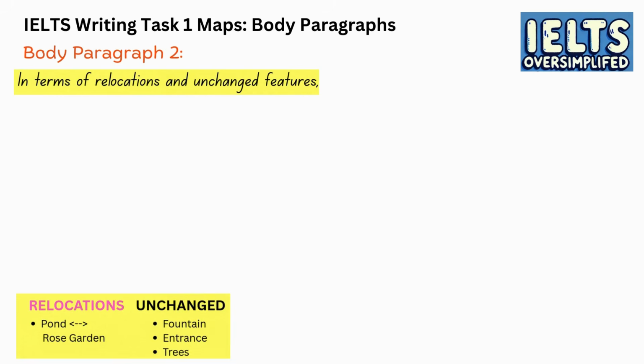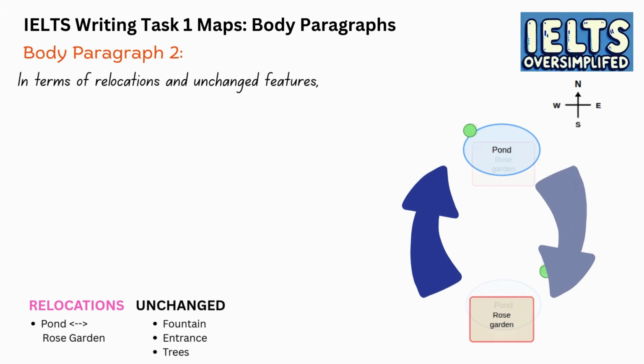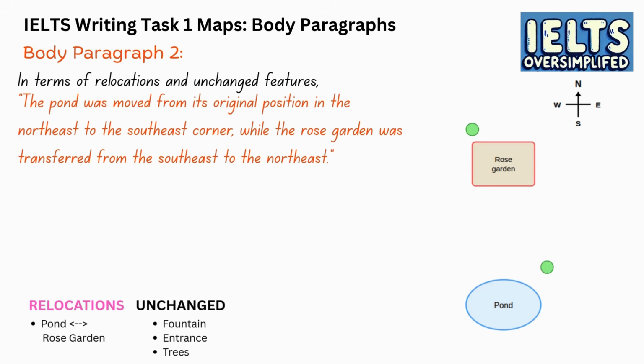Now, here's a really great teaching moment I want to share with you. Look at what happened to the pond and the rose garden. The pond moved from the northeast to the southeast, and the rose garden moved from the southeast to the northeast. Some students would write, the pond was moved from its original position in the northeast to the southeast corner, while the rose garden was transferred from the southeast to the northeast. That sentence is almost 30 words long and very repetitive. We say northeast and southeast 4 times.